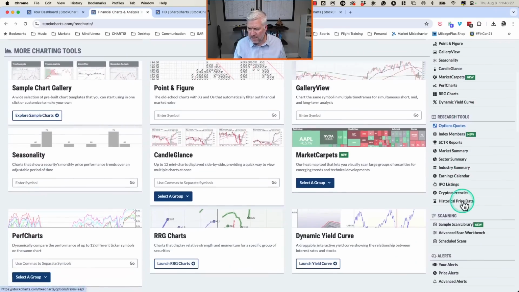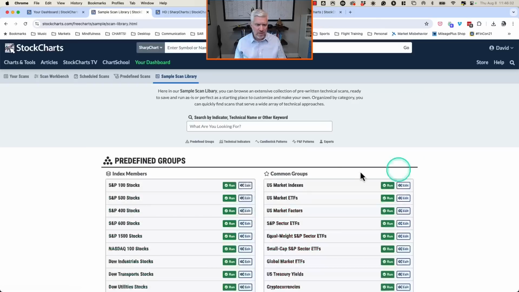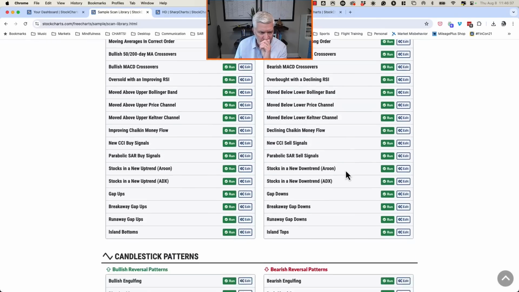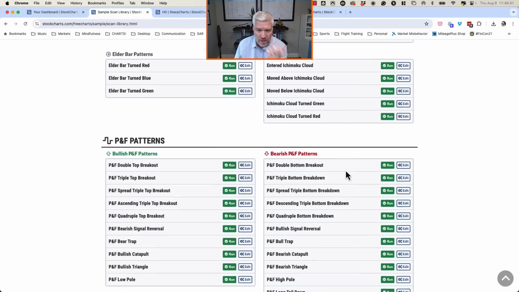I would also tell you that if you go to Charts and Tools, and then on the right side, I think it's Sample Scan Library. Maybe that's what I'm thinking about. It's in here somewhere. Let me see. Point and figure charting. Here we go. Point and figure charting.